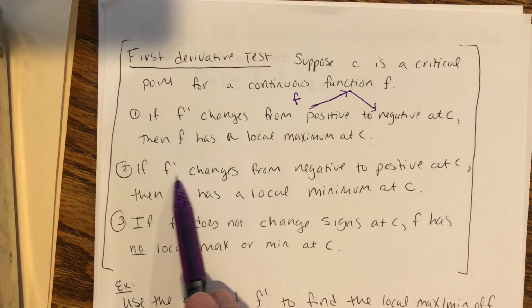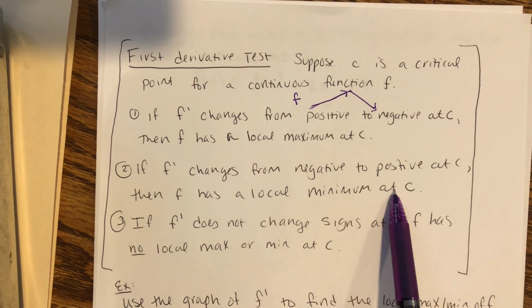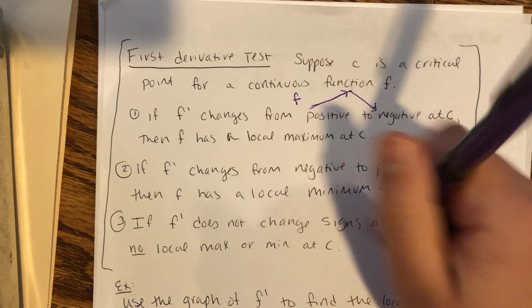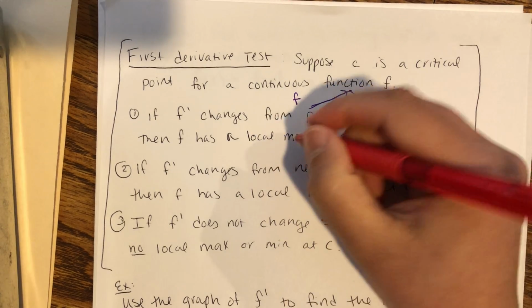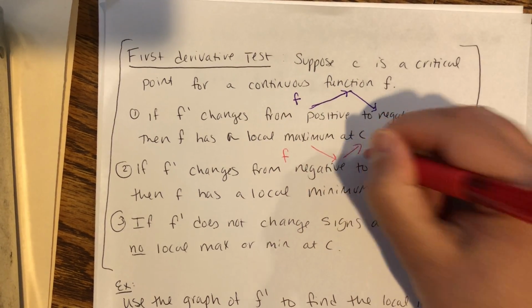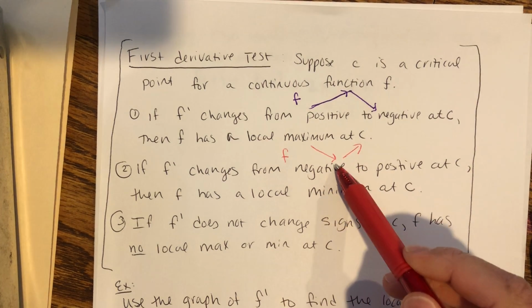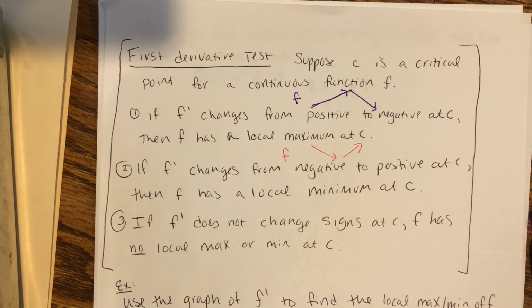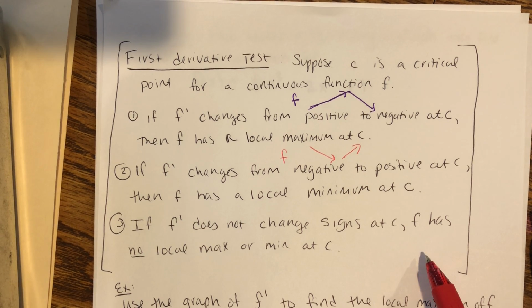Similarly, if the derivative function f prime is changing from negative to positive, then that means that your original function f is changing from decreasing to increasing. And that's why your function f is going to have a local minimum at c. The first derivative test also tells us that if f prime doesn't change signs at c, then it's not going to have a local max or min.